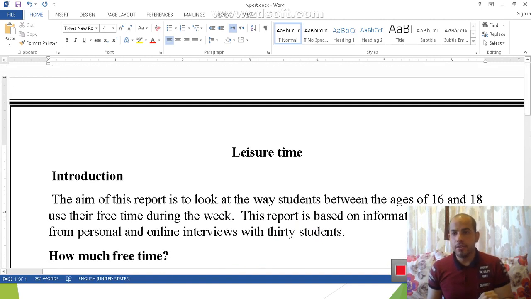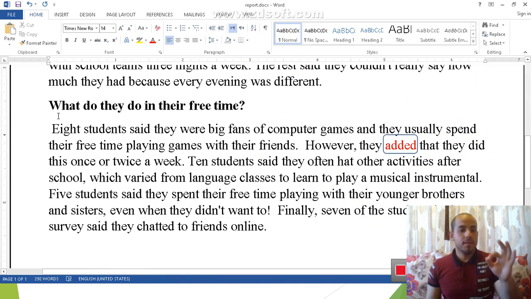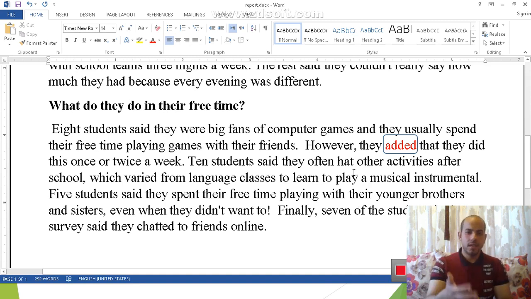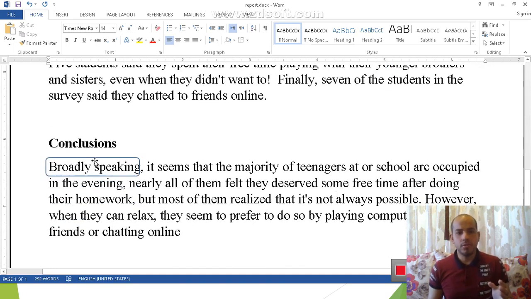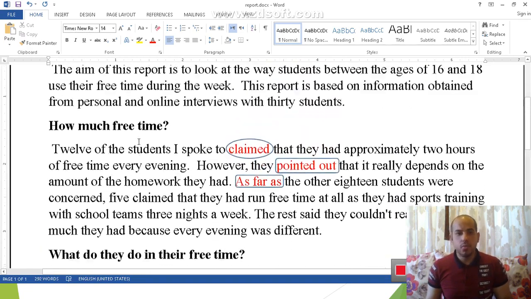At the third paragraph here, I have the second question, which is what do they do in their free time? I'm talking about teenagers, okay? And here you can see that I am adding more information. So I use the verb added, and you can use different. Also, as a result, because of this, you know. And the last paragraph here, I wrote my conclusion, and I use the word broadly speaking, means in general. So I'm giving a generalization. This is my own pattern, which you can follow.